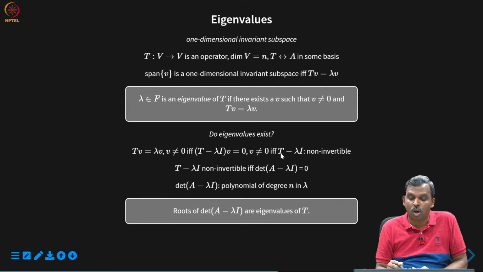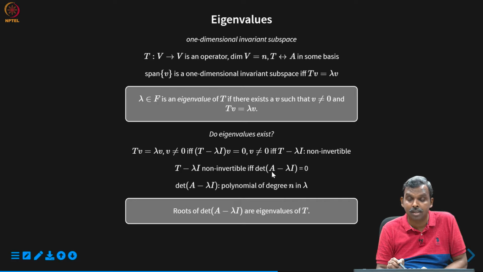Now this non-invertibility we can deal with using determinants very easily, right? So T minus lambda I is non-invertible if and only if determinant of A minus lambda I equals 0, right? A is a matrix with respect to some basis. Now I am going to some basis. So far I was only with linear maps. Suddenly I am picking a particular basis. We will see quickly that this is not a problem, but this is something I can do.